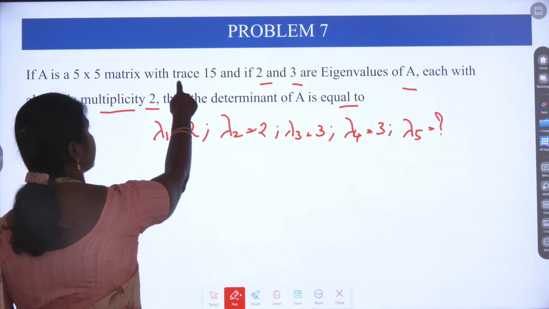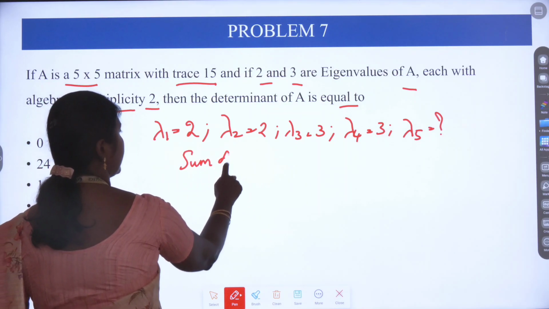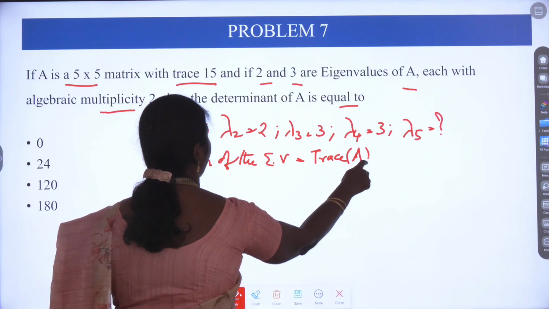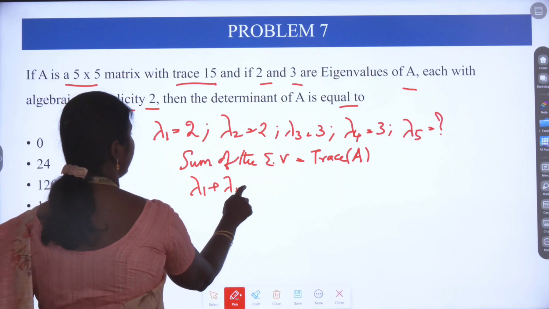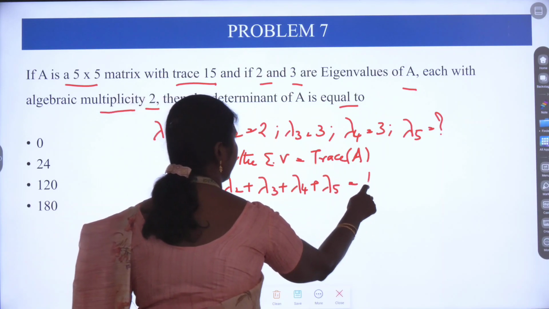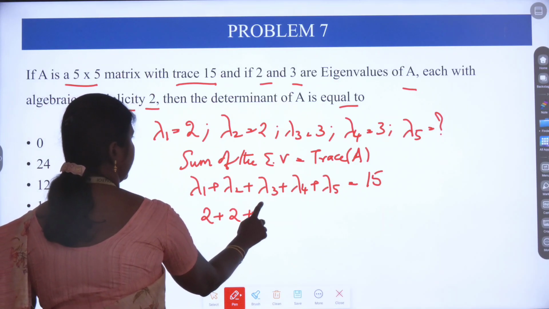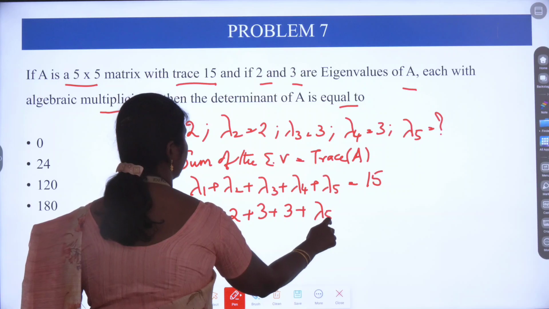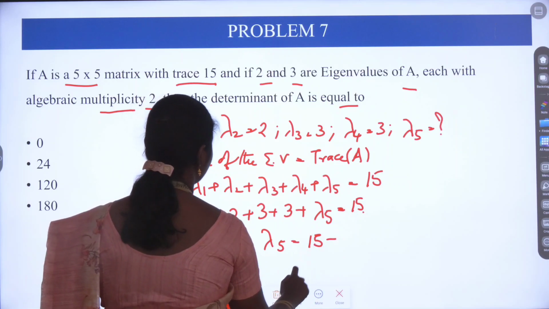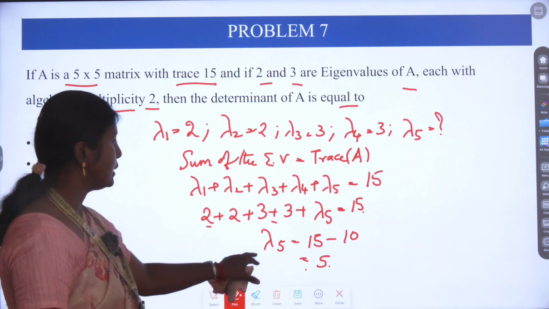Now the trace is 15, given for the 5 by 5 matrix. Use the formula: sum of the eigenvalues equal to the trace of A, which is lambda 1 plus lambda 2 plus lambda 3 up to lambda 5, equal to 15. Now add all the data: 2 plus 2, 3 plus 3 plus lambda 5 equal to 15. So lambda 5 equal to 15 minus 10, which is equal to 5. So lambda 5 equal to 5.